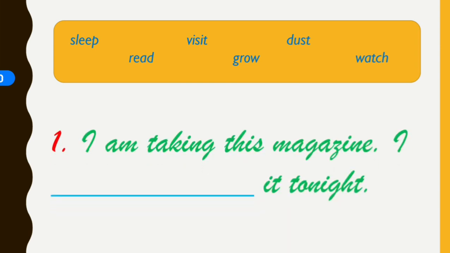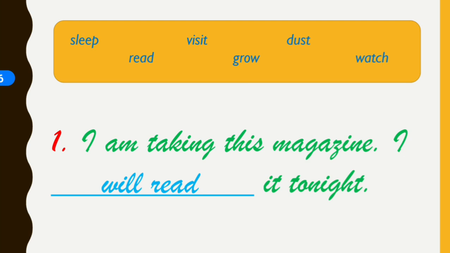Now, children, there are sentences that are given to you. You have to take a verb from this box and write it in simple future tense. I am taking this magazine. I dash it tonight. Now, which verb would fit in? Very good. I will read it tonight.